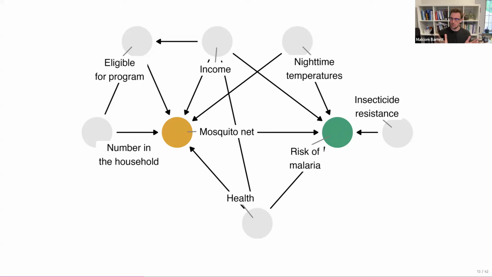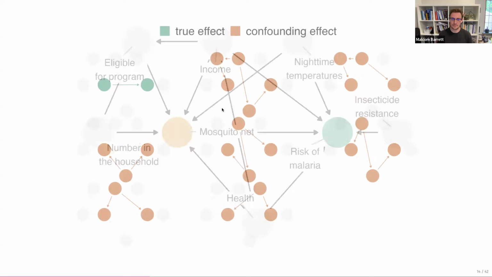So if we think that this is true, one really helpful thing about causal diagrams is that we can then query this diagram for a variety of things that we might want to do about our analysis. So a simple question, an important question that we want to answer is, what variables do I need to account for to correctly identify this arrow, the arrow that goes from mosquito net to risk of malaria, right? This is the one that I'm interested in.